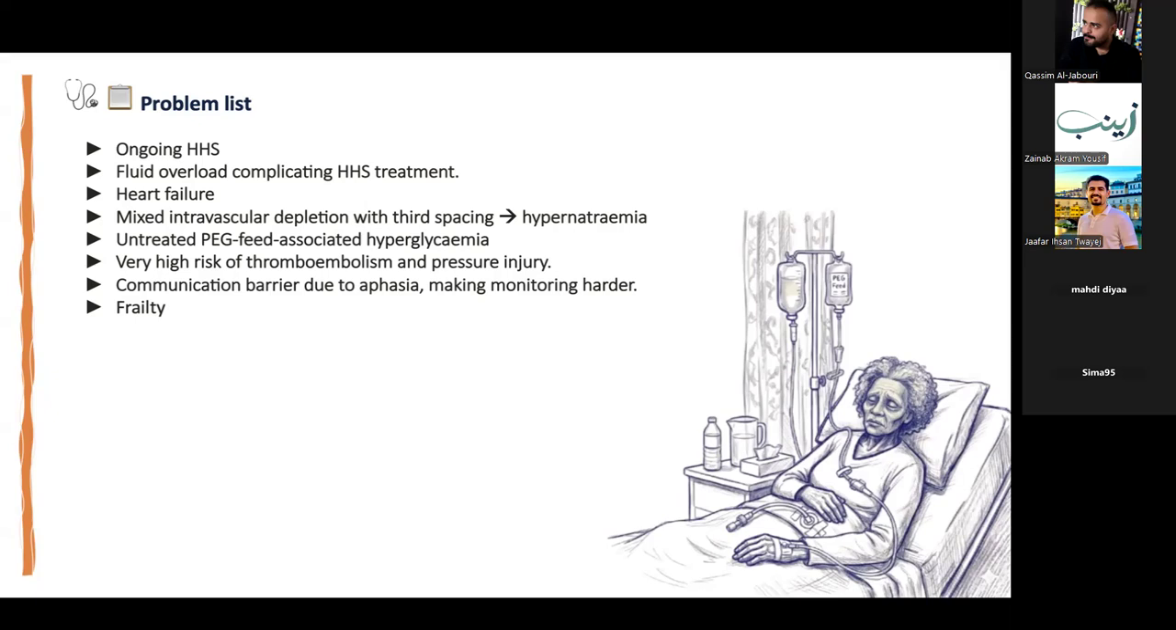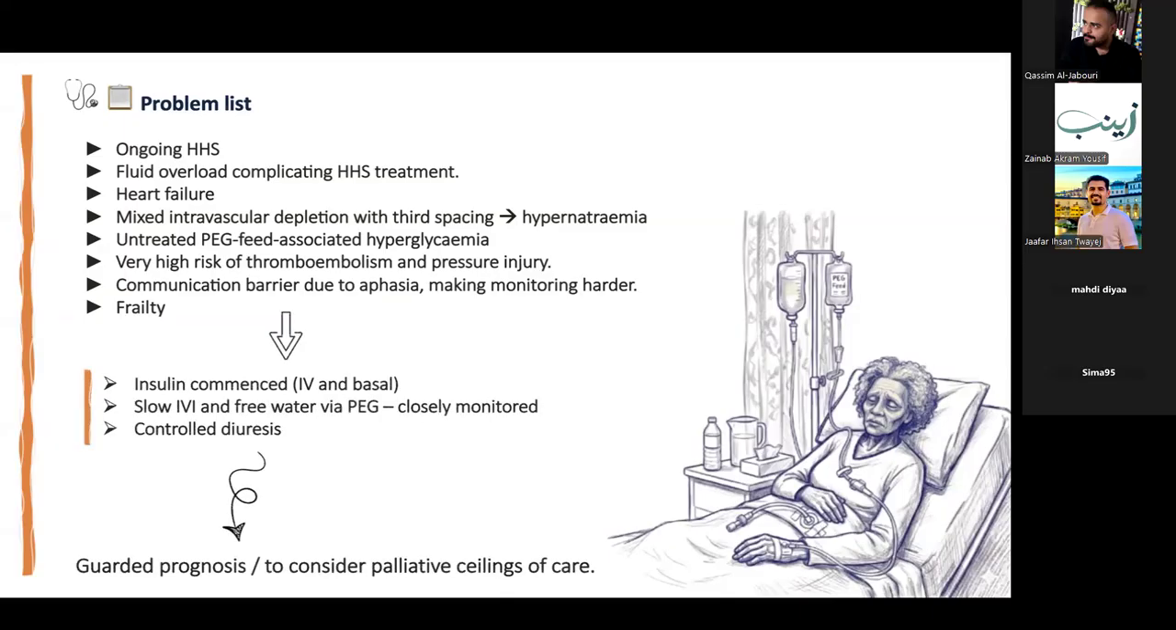And what happened with this patient, this was not managed. The hyperglycemia associated with PEG feed was not appropriately managed, and insulin was not appropriately initiated. There is a high risk of VTE in this patient and pressure injury, and ongoing communication barrier, which did not alert the team early on about her clinical deterioration. Plus, she's very frail. So now we are dealing with the initial problem, which has not resolved after the initial fluid resuscitation, and we are dealing with a new complication that happened as a consequence of the initial approach.